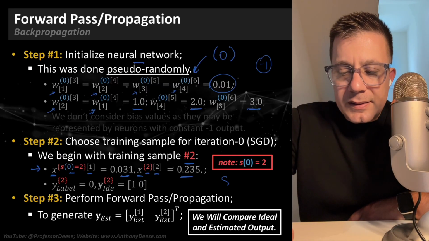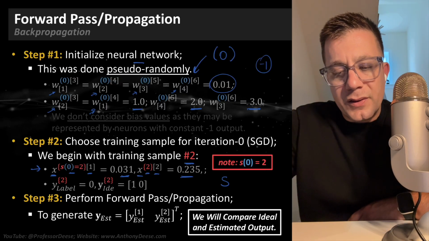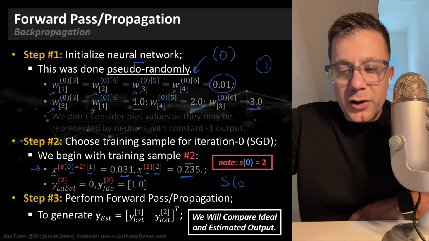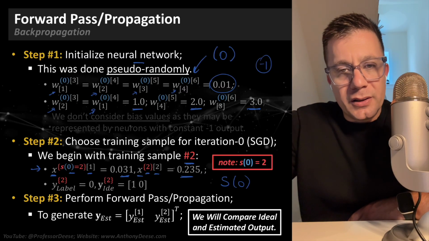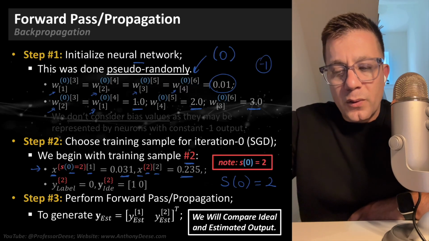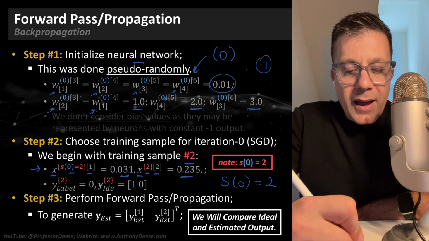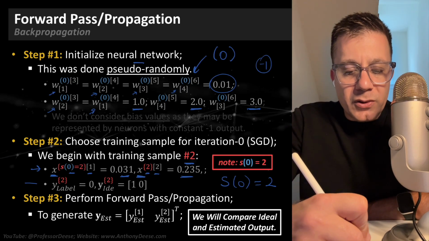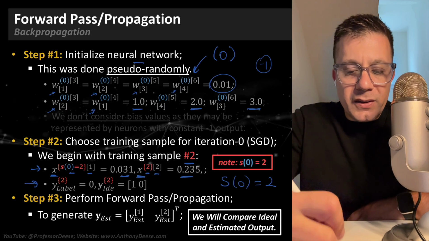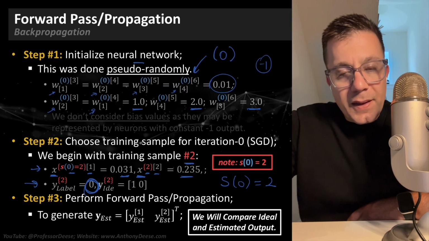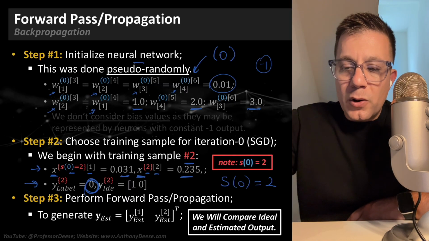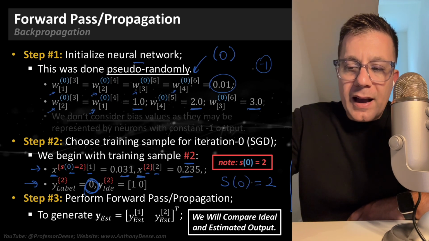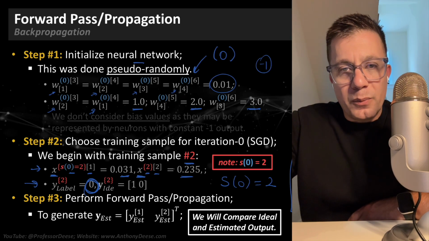So variable s tells us which training sample is the focus of this iteration. We can also use it as a function where s of 0 tells us what sample is associated with iteration 0. In this case, as we've said before, it's sample number 2. So we have our input states. We also have our ideal output, which in this case is a 0. Then we can move on to performing the forward pass, or the forward propagation. And so we'll begin with our inputs and then calculate the various intermediate and final outputs moving from left to right.